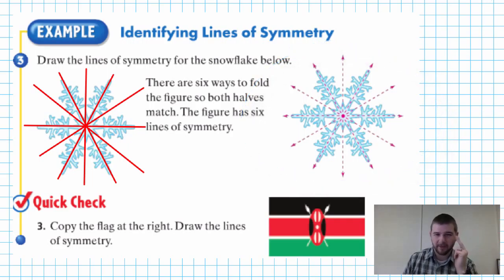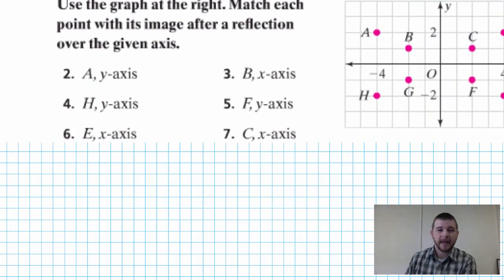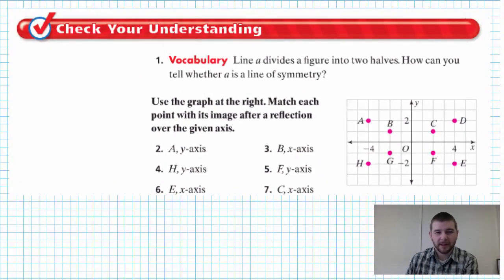So check out the quick check problem. Number 3. Copy the flag at the right. Draw the lines of symmetry. And your check your understanding problems for this section. You may pause now if you'd like to do your work from the screen. You may also screenshot. Keep in mind you have many options. Work carefully, and good luck.